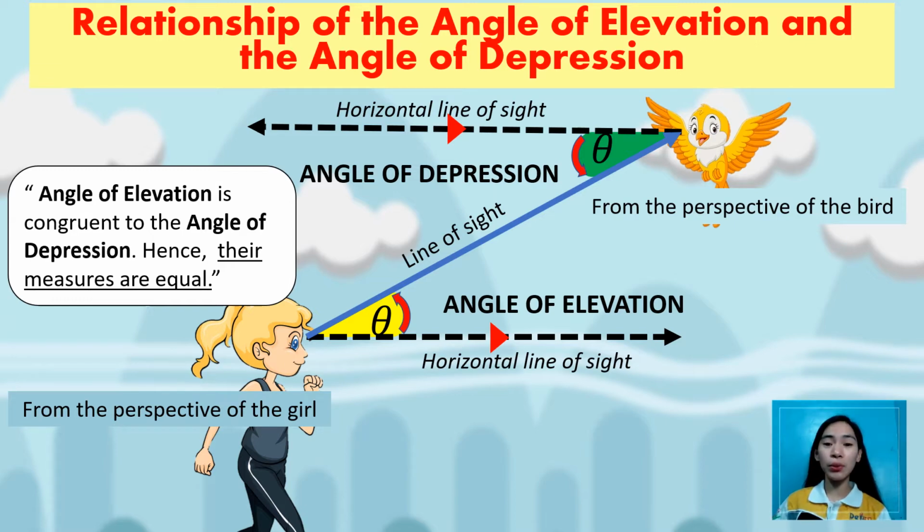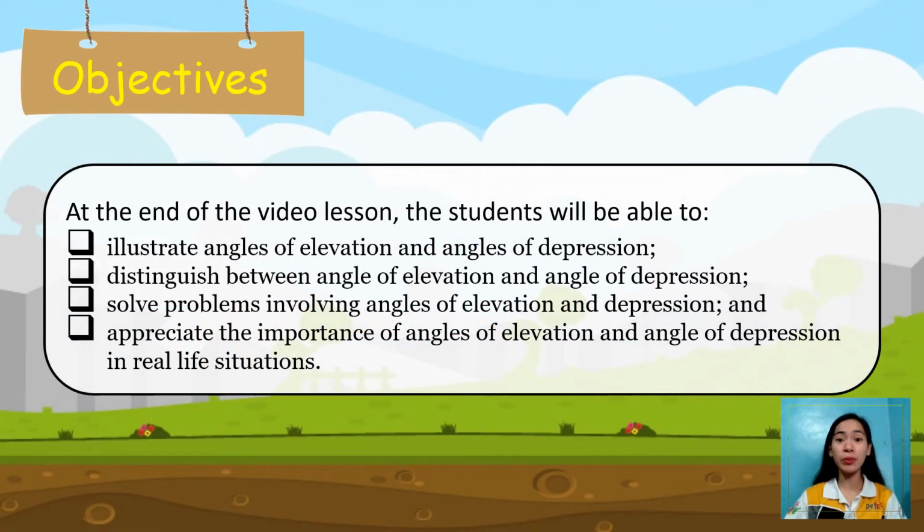Why do we need to know the relationship of the angle of elevation and angle of depression shown in one illustration? Because it is necessary when we are solving problems dealing with angles of elevation and angles of depression. Now, in our objective, we already accomplished, first, illustrating angles of elevation and angles of depression, and distinguishing between angles of elevation and angles of depression.